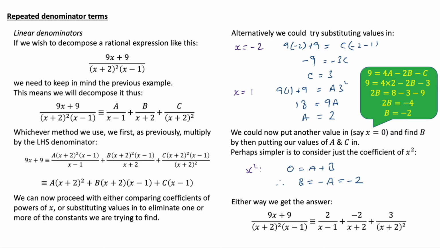9x plus 9 over (x plus 2) squared times (x minus 1) is the same as 2 over x minus 1 plus minus 2 over x plus 2 plus 3 over (x plus 2) squared. And notice we could have written it 2 over x minus 1, take away 2 over x plus 2, plus 3 over (x plus 2) squared. It doesn't really matter which way you write that.